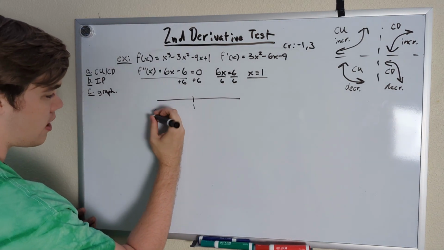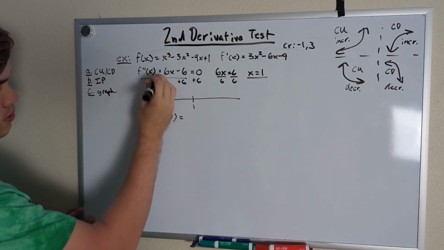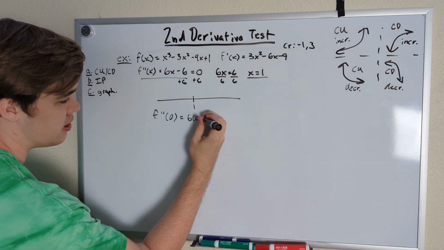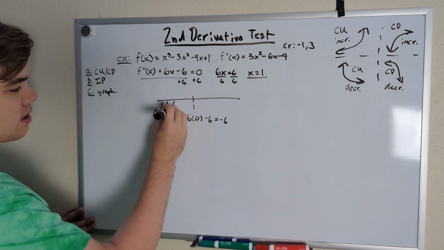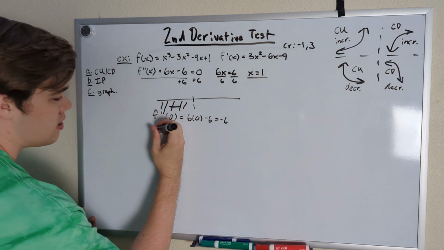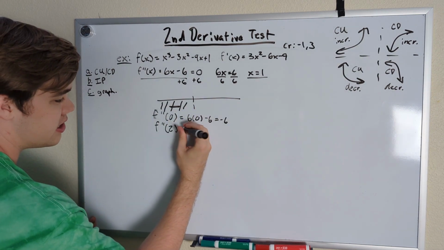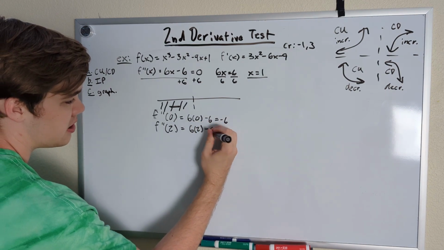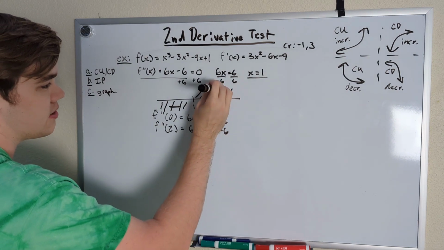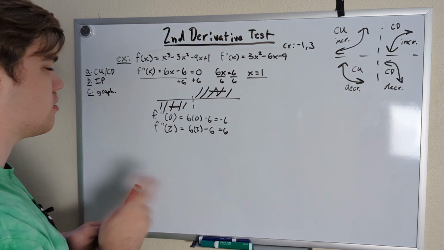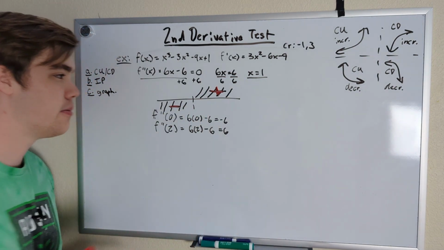So first, let's try f double prime of 0, which would be 6 times 0 minus 6, which of course equals negative 6. This number is negative, therefore this side is negative over here. F double prime of, let's just choose a number higher than 1, say 2, is equal to 6 times 2 minus 6, which is equal to 6. That's a positive number, therefore on this side we are positive. And you know what? I'm going to make those signs a little bit clearer. We're going to put a red plus sign here and a red negative sign here. There we go. I hope that's a little easier to see.